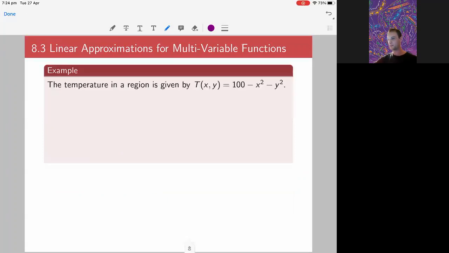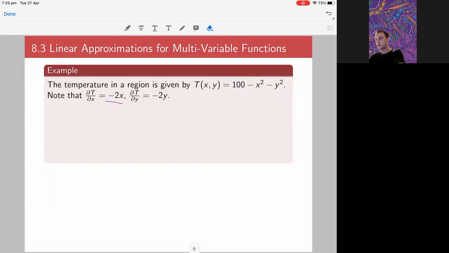Okay, let's have a look at an example so we can see how this tangent plane idea actually works. Let's say that I've got a region in xy space, and the temperature of that region is given by 100 minus x squared minus y squared. I didn't specify units, but let's just ignore units for the moment. In order to calculate the linear approximation, we need to calculate the first derivatives of this function with respect to both x and y. Using our rules, if we differentiate with respect to x, the 100 doesn't depend on x, the y squared doesn't depend on x, and the minus x squared just becomes minus 2x. On the other hand, if we differentiate with respect to y, this term vanishes, but this term just becomes minus 2y.